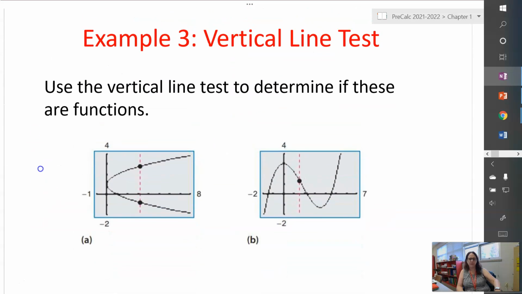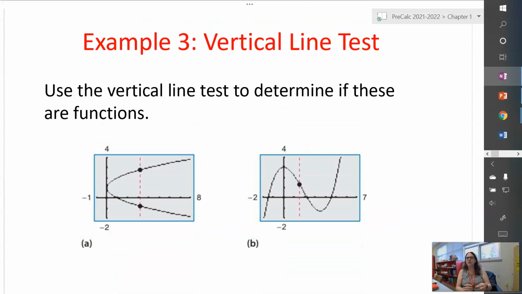Example 3. So last time we were determining if things were functions, and we didn't use graphs. We did it numerically and algebraically. This time we're going to look at the graph. Take a look at the graph in A. Do you see how a vertical line intersects that graph twice? That means this one is not a function.